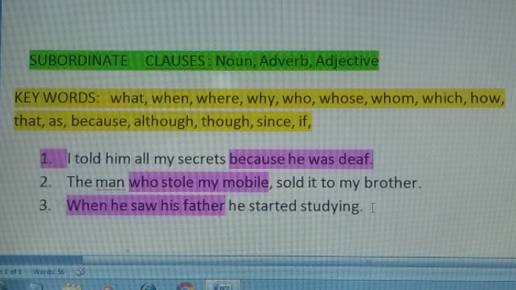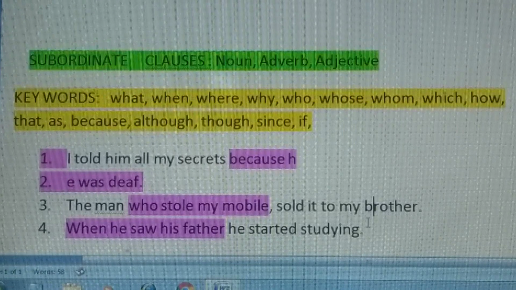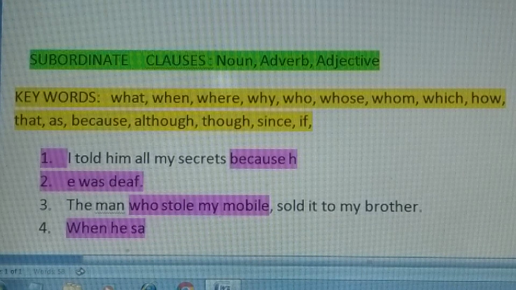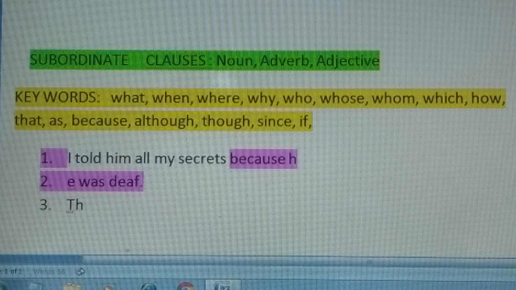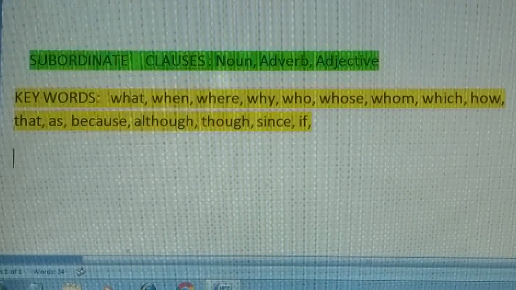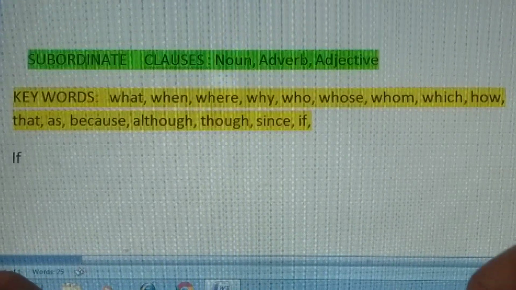Have you understood it? If you have understood it, just tell me the answers of these sentences. I mean, you will have to send these answers to my number, okay? I'll just give practice examples.